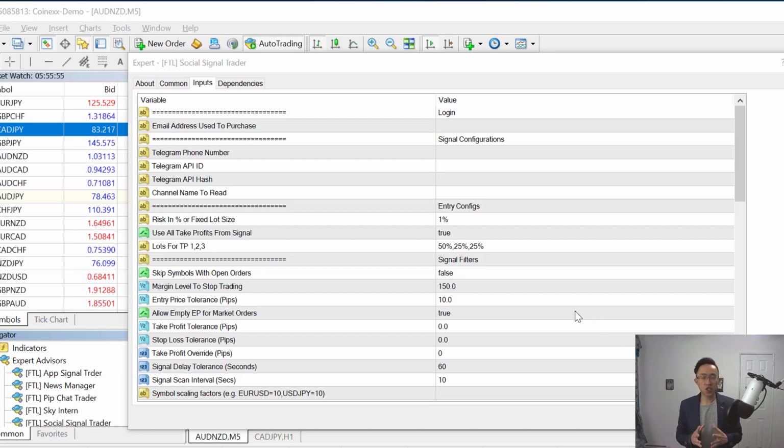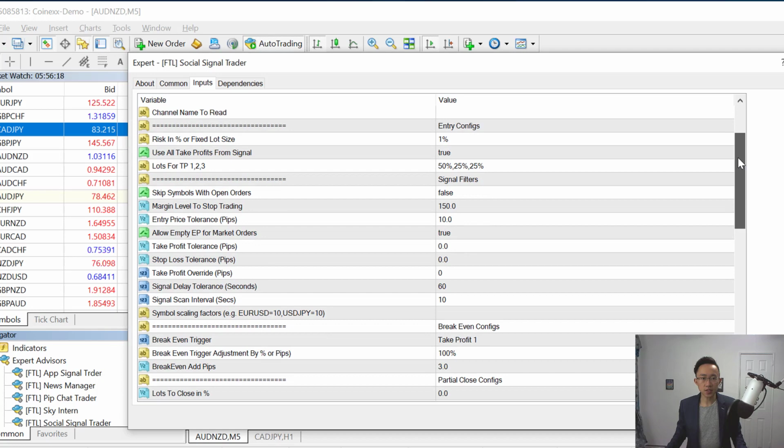In this video, we're going to talk about the settings that you can change in our software and how you can change take profit, how you can set your lot size and stuff like that. I'm going to use Social Signal Trader as an example, because all the other software that ends with Trader has very similar settings. Let me scroll to the entry configs.